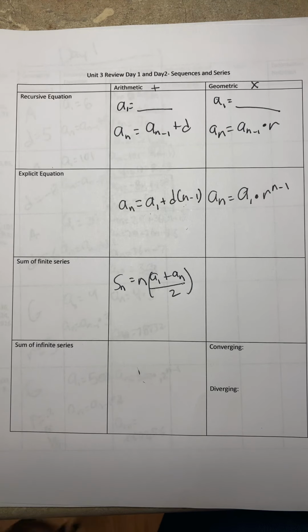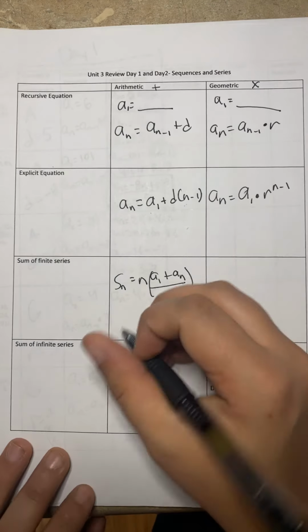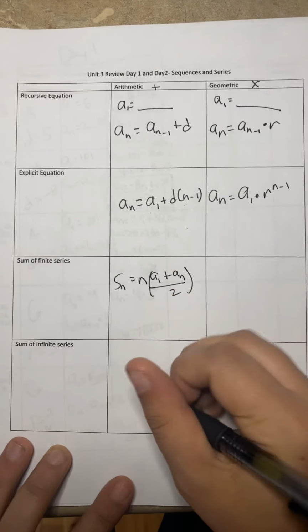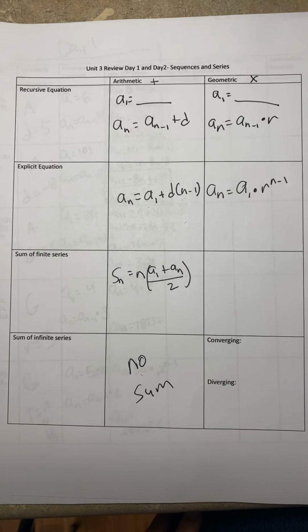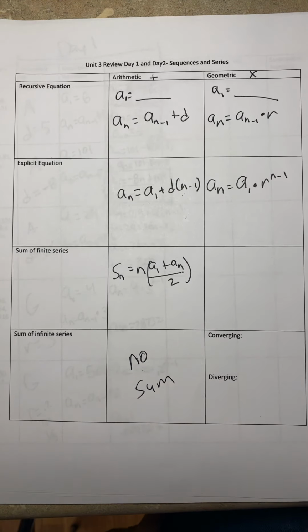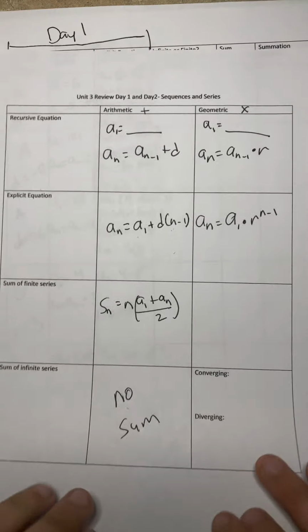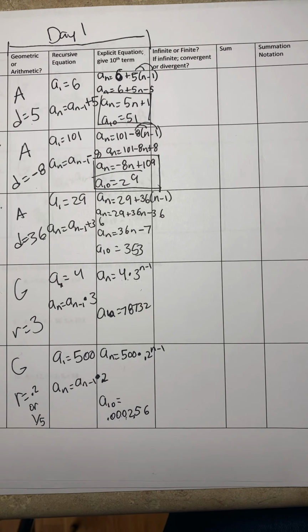If it's infinite, it's going to constantly be adding the same number over and over again. So it's not going to have a sum because it's going to keep on going towards infinity. So no sum. Okay? So if it's arithmetic, you're going to have one of these two answers here. I'm going to come back to this. I'm going to flip over so we can do a couple of arithmetic examples.